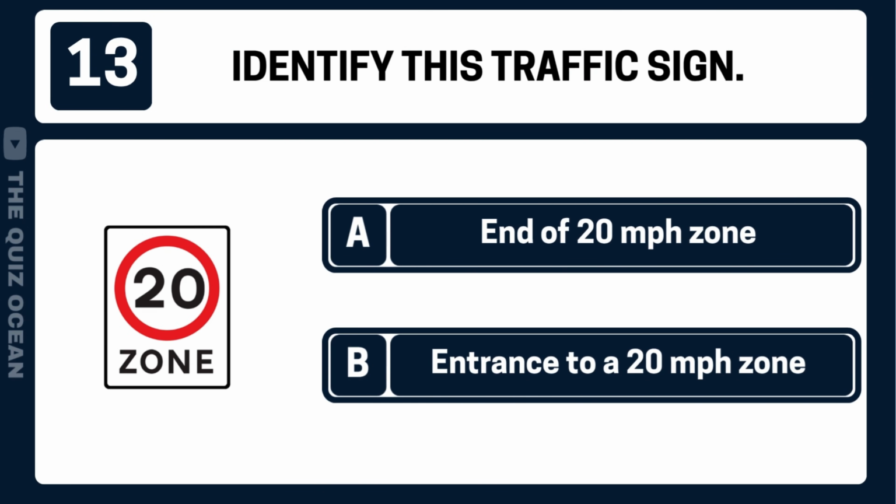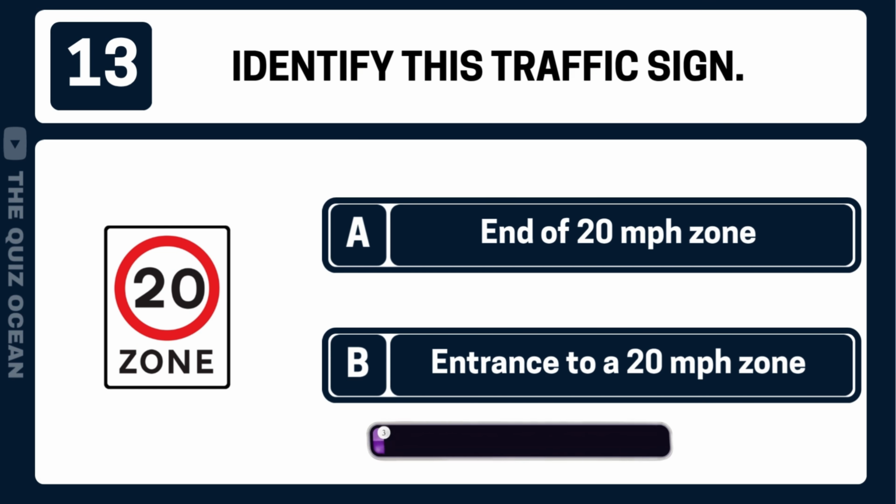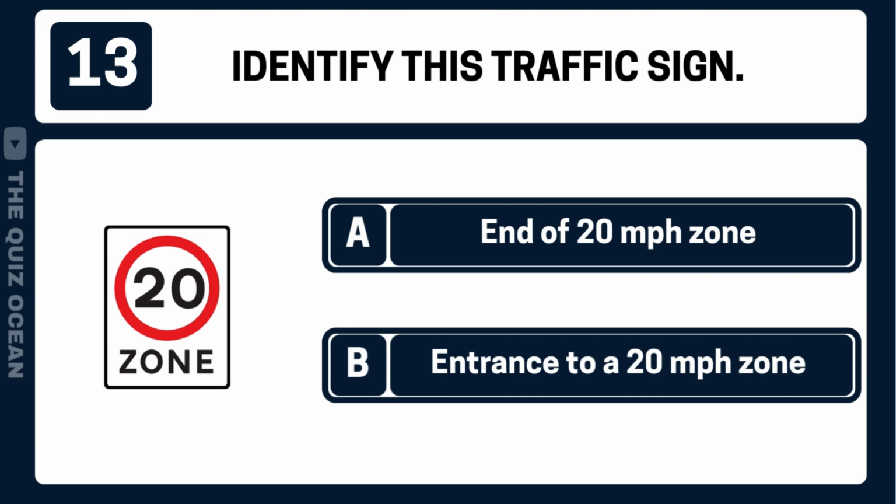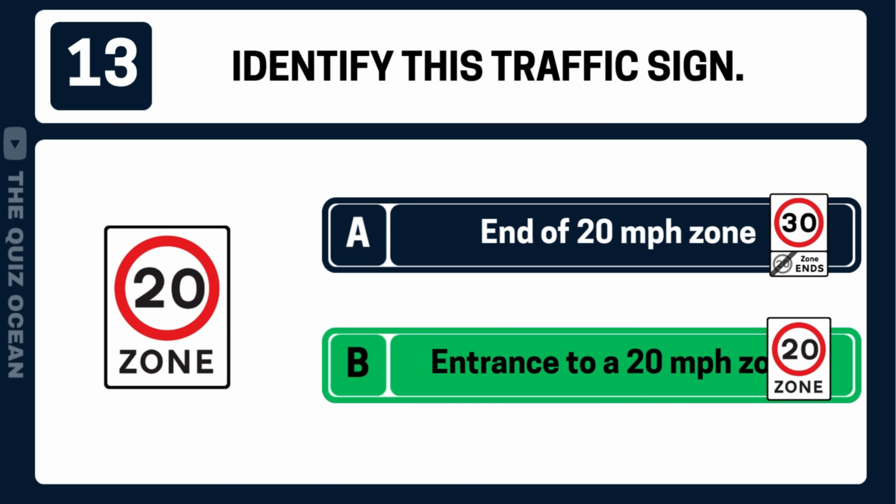Identify this traffic sign. A. End of 20 miles per hour zone. B. Entrance to a 20 mile per hour zone. The answer is B. Entrance to a 20 mile per hour zone.